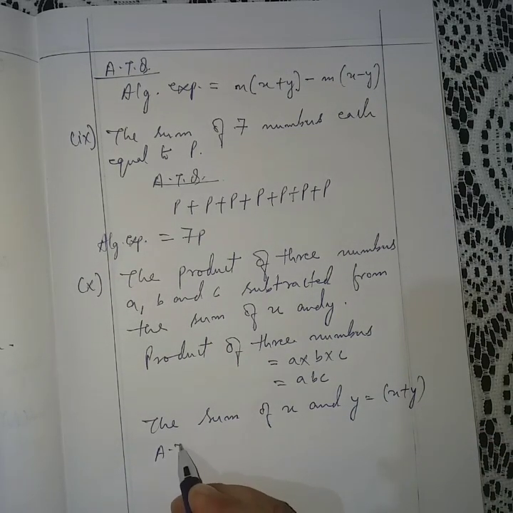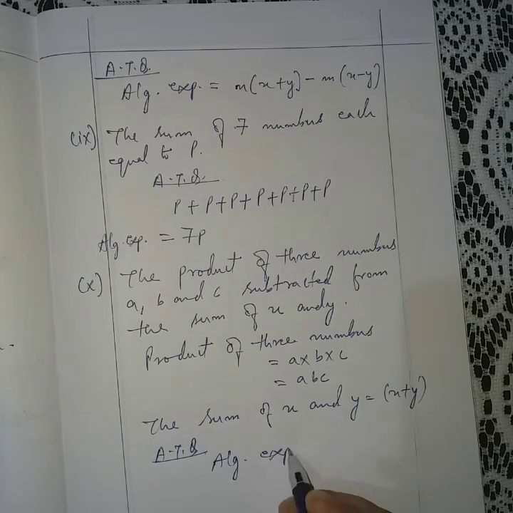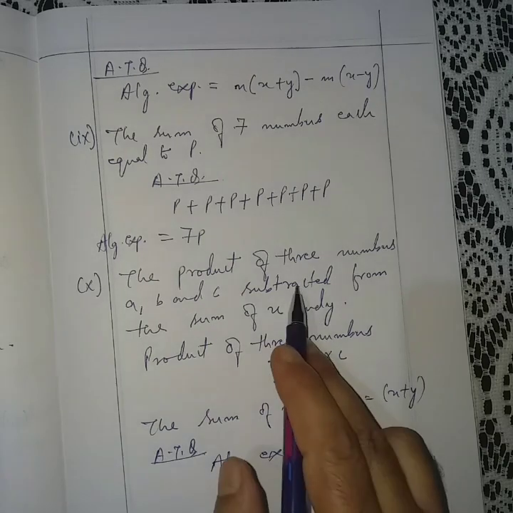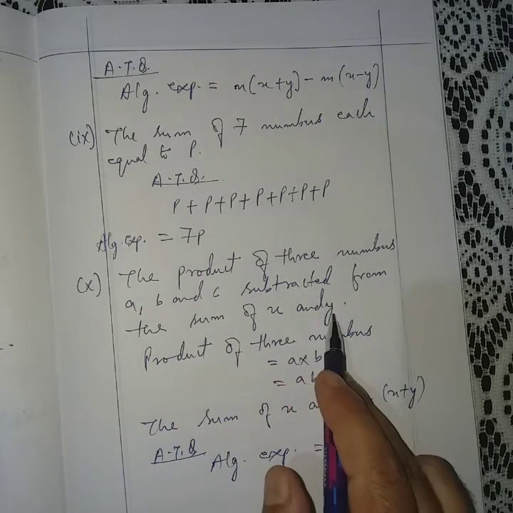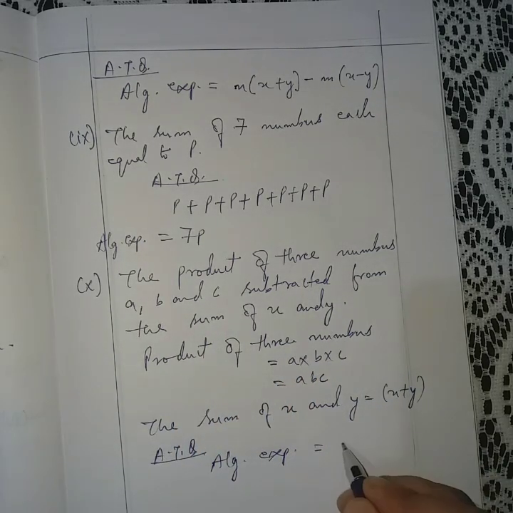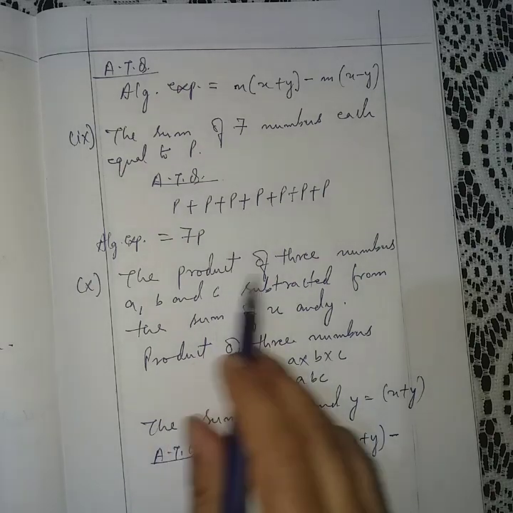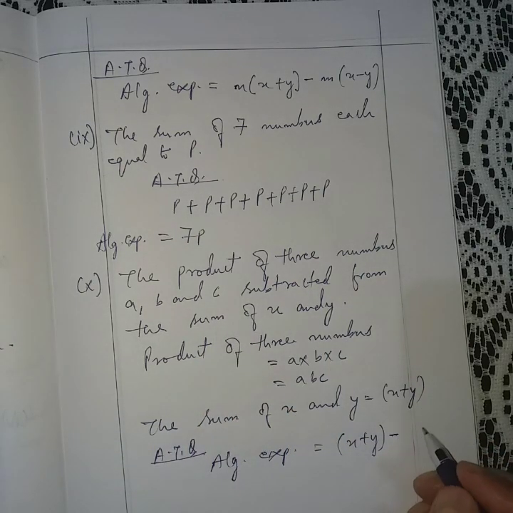Now according to the question, the algebraic expression will be equal to what? It is given: subtracted from the sum of x and y. So this expression will be, at first, x plus y, subtracted from this product of 3 numbers, that is abc. So we have completed question number 10. Now next is question number 6, which we'll do in the next video class. Thank you very much.